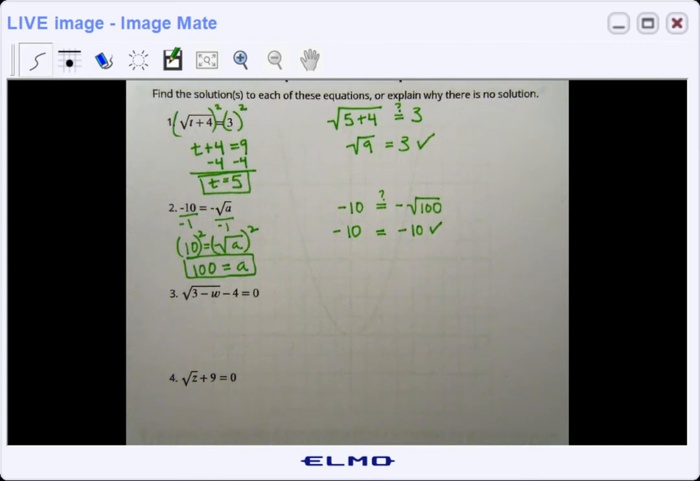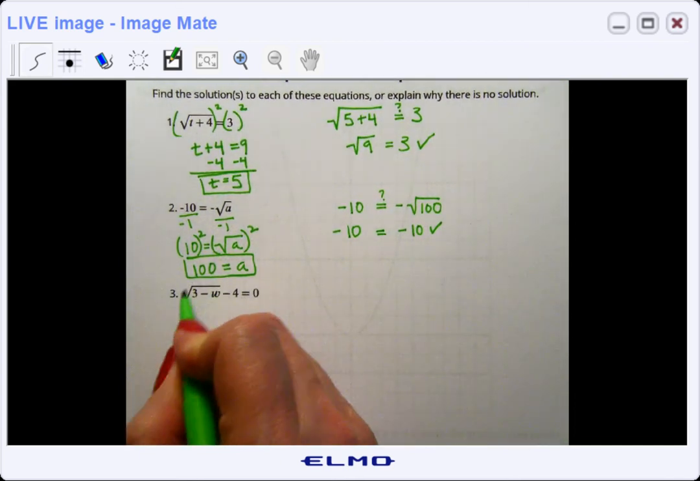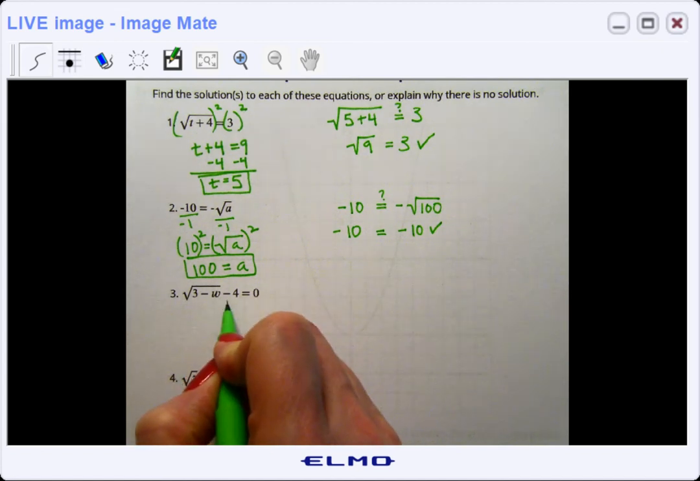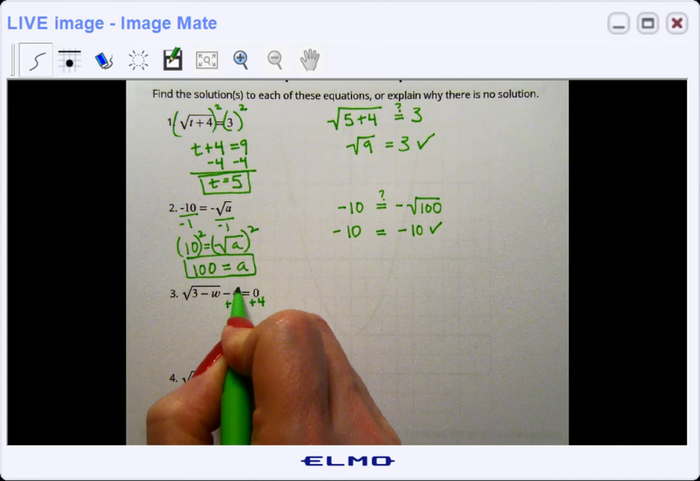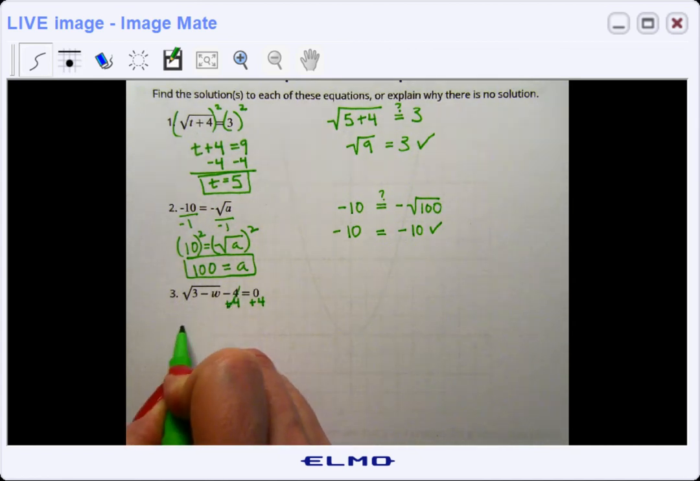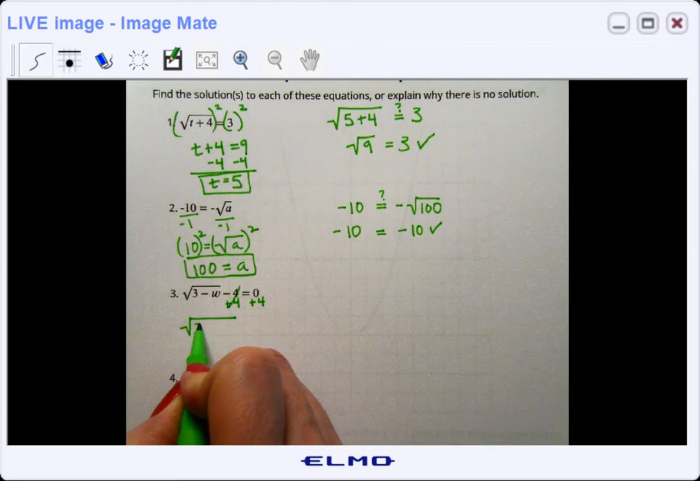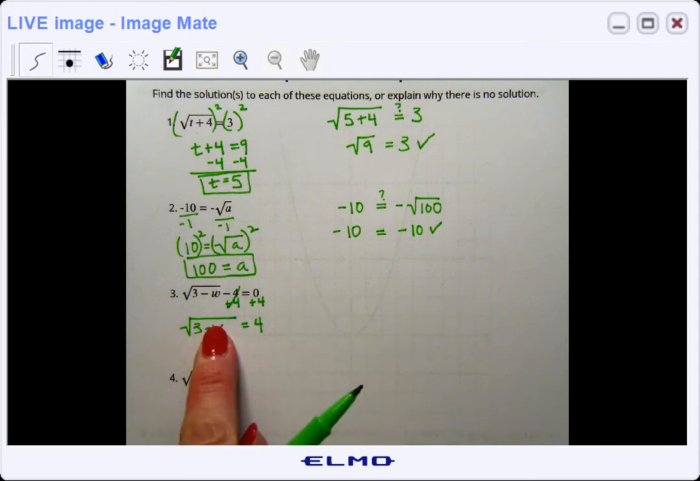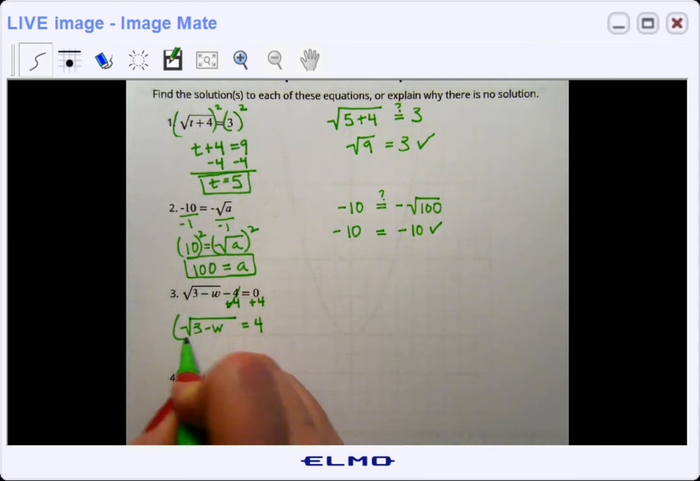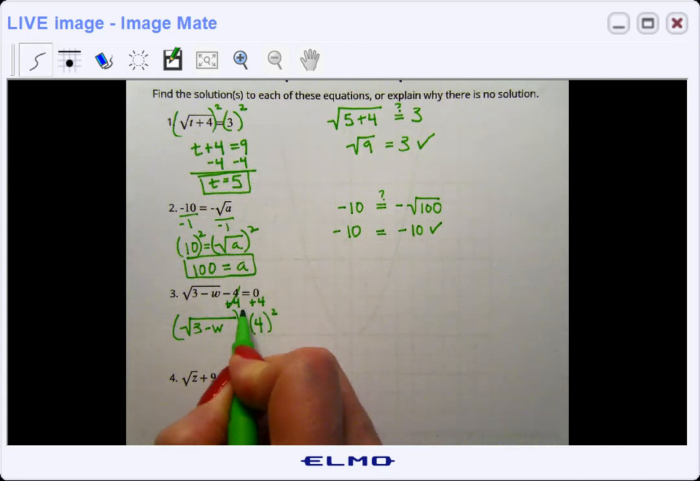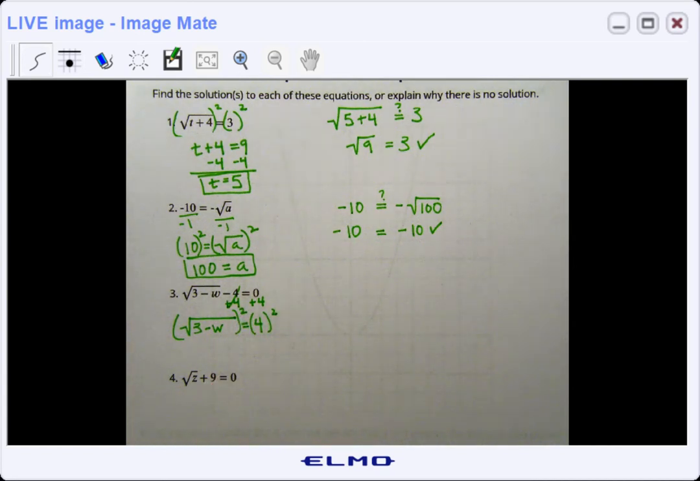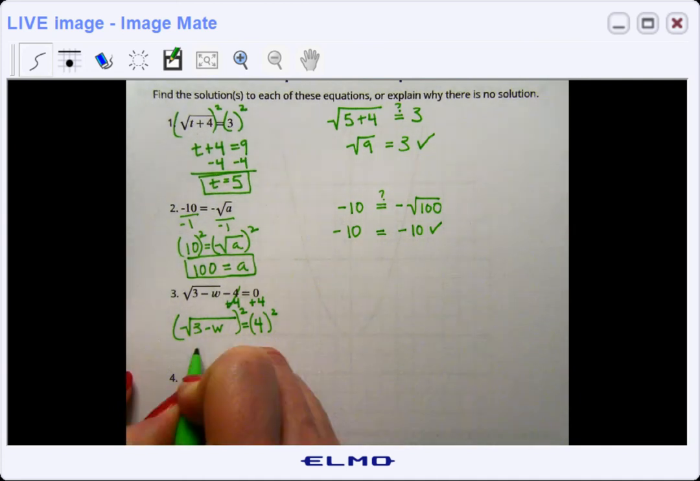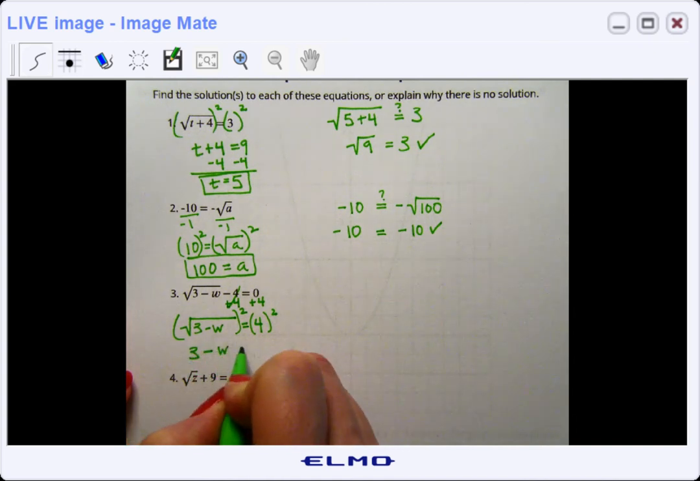Okay, on number 3, I'm going to isolate the square root part of the equation by adding the 4 to both sides. And so we get the square root of 3 minus w is equal to 4. So the square root is isolated. I'm going to square both sides of the equation. And squaring the left side just removes the radical. So we have 3 minus w equals 16. 4 squared is 16.